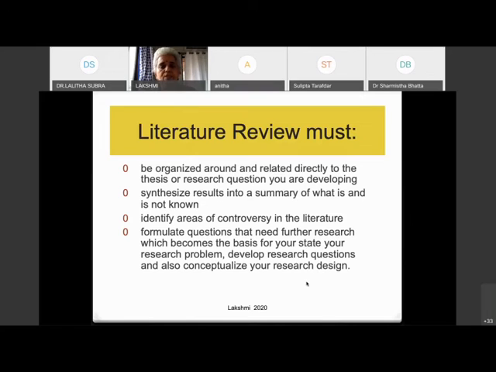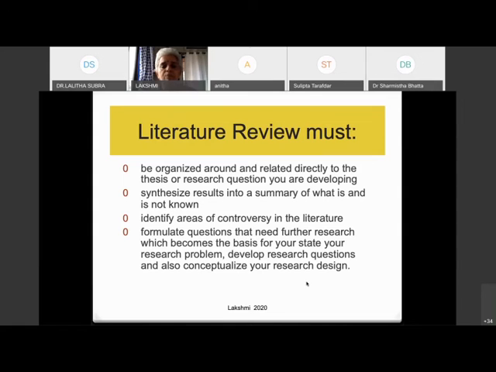So in a nutshell, a literature review must be organized around and related directly to the thesis or research question you are developing. Yeah, and that's quite straightforward. And then you have to synthesize results into a summary of what is and is not known, right? Then identify areas of controversy in the literature. Some subject matters probably don't have much controversy, but very often you have lots of controversy about a subject matter because different perspectives, different theories, different concepts tend to give different kinds of light on issues. So therefore, there would be some internal contradictions that exist in literature which you need to understand and write about.